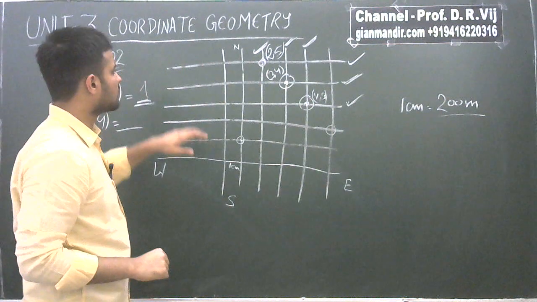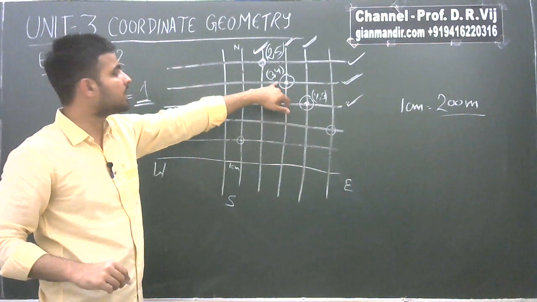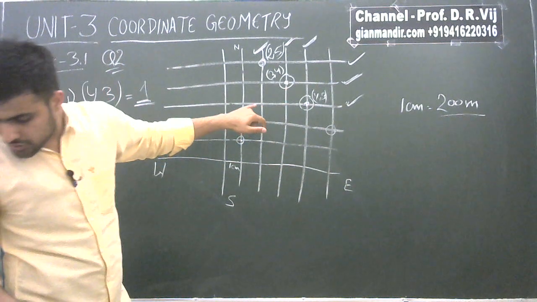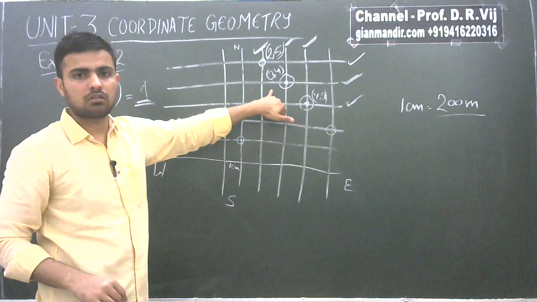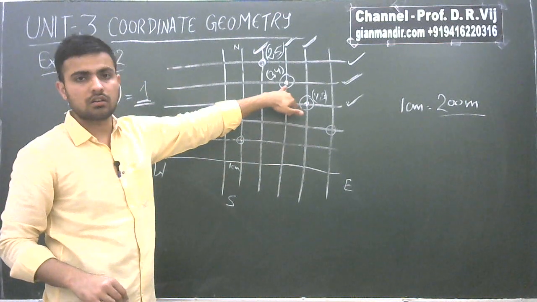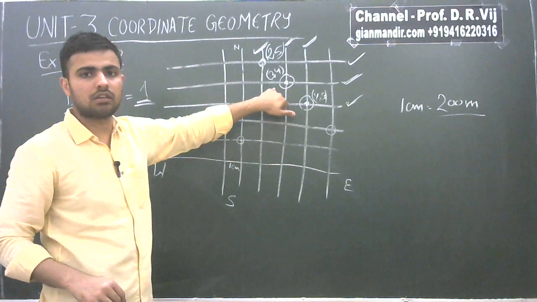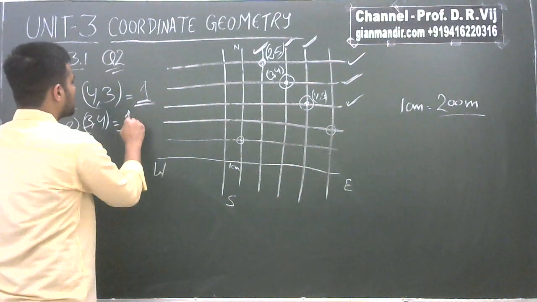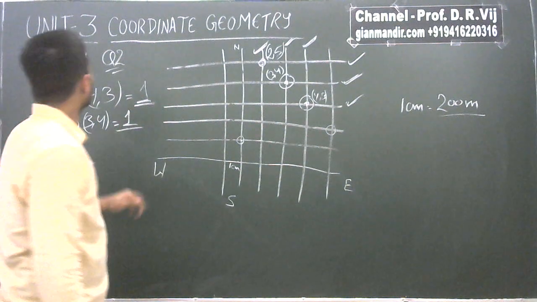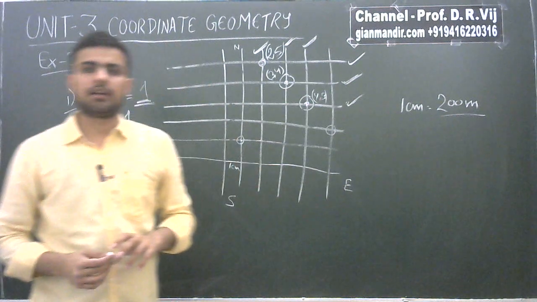So now they are asking how many streets can be referred to as 3-4. So again, only one street. There is only one cross street here at 3-4. So the answer is 1. So this was exercise 3.1.